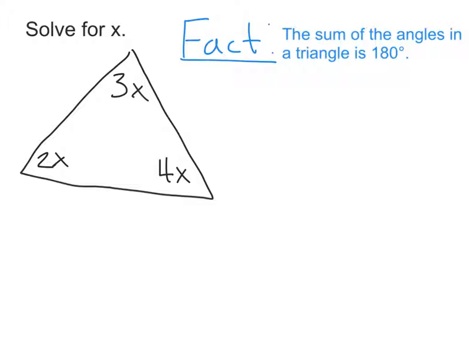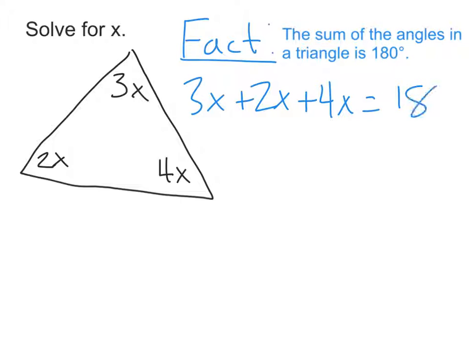So another fact you're going to have to know about triangles is that the sum of the angles in a triangle is 180 degrees. This means if you take 3x degrees and 4x degrees and 2x degrees and you add them all up, you can set them equal to 180. They want us to solve for x, so we need some kind of relationship between our x's. So in this case, 3x plus 2x plus 4x will equal 180.